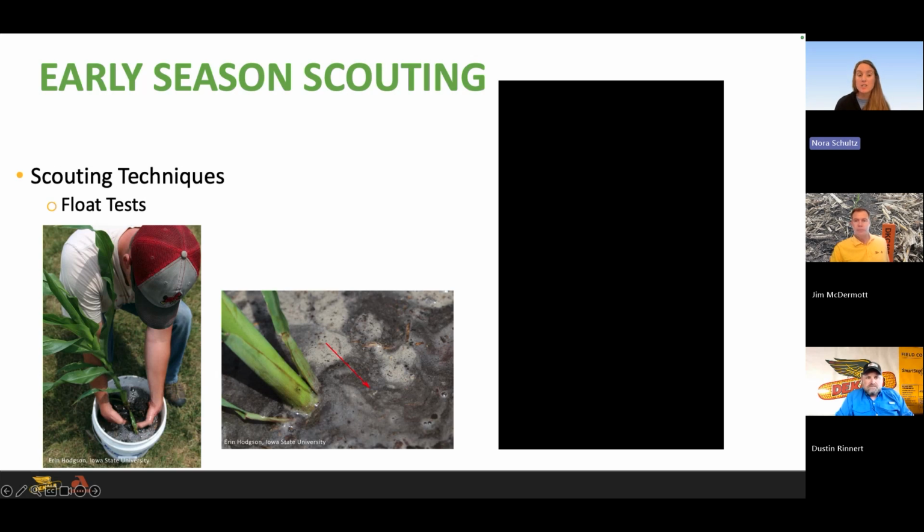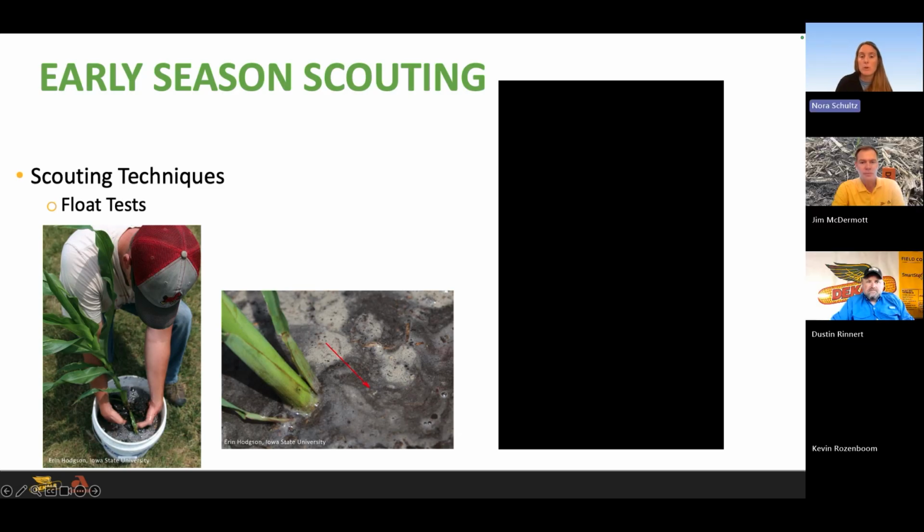God took pity on us when we have this underground pest and he said, but wait, I'm going to make them float. So if you put the root mass down in there, let it soak just a few minutes, and gently shake it like in this picture, those larvae will float to the surface.